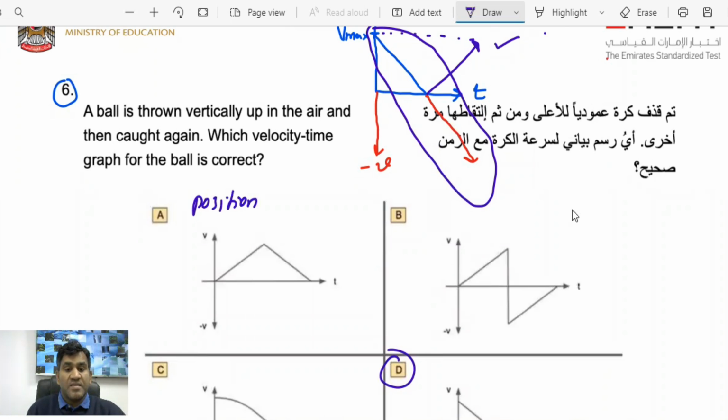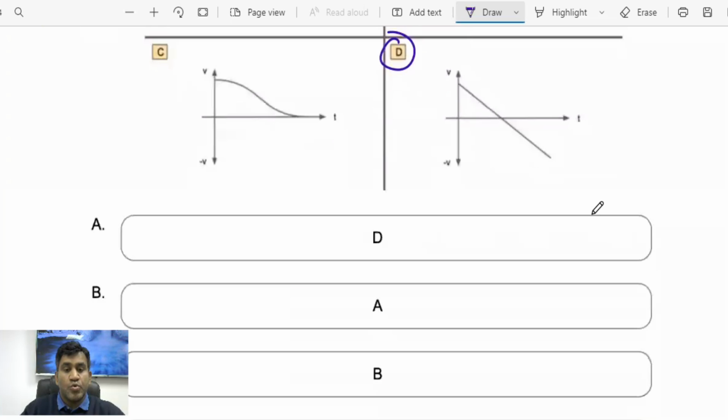As the time increases, distance goes higher, then again starts decreasing. This is not the velocity versus time. The question is about the velocity versus time graph. So that's why D is the right answer. Okay, so this is what we're going to choose here.